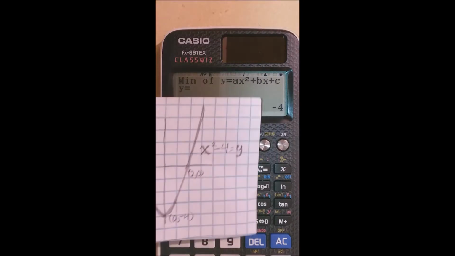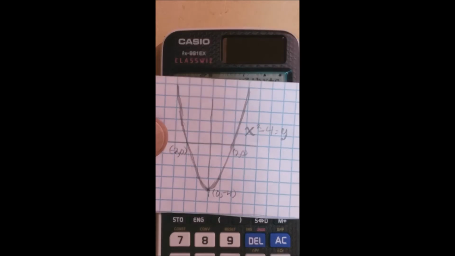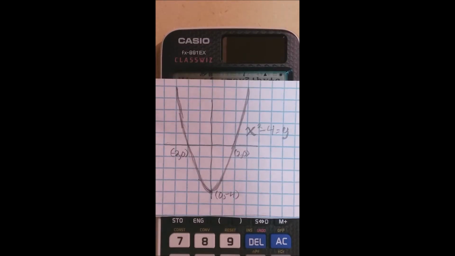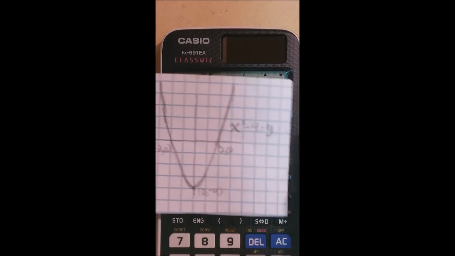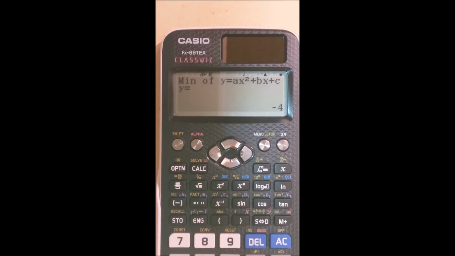And if I show you what it looks like, here we go. That's the graph of it. It's 0 at -2, 0, and it's 0 again at +2, 0. The vertex is at 0, -4, which it gave to you. And that's the equation there. x squared minus 4 is equal to y. Or you say y is equal to x squared minus 4. You could use f of x.